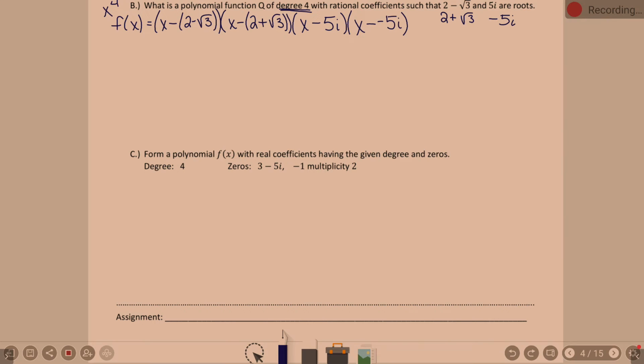But I'm going to clean this up. The first one, x minus the 2 minus square root of 3, I'm going to write as x minus 2 and plus square root of 3. The next one, that was x minus the 2 plus square root of 3, x minus 2 and minus square root of 3. x minus 5i is fine as is. And x minus negative 5i is actually x plus 5i.